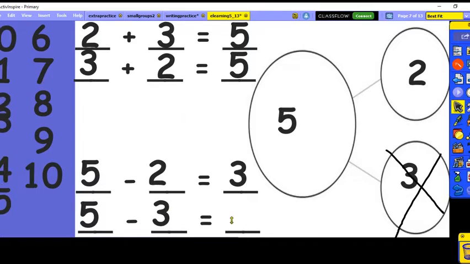That's right. So we use all our numbers. Oh, let's see what's going on here.